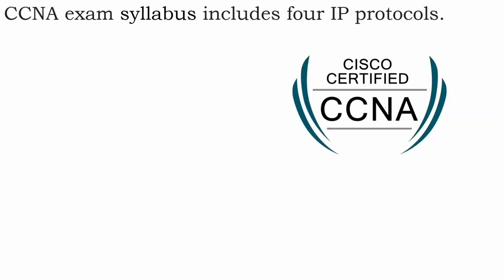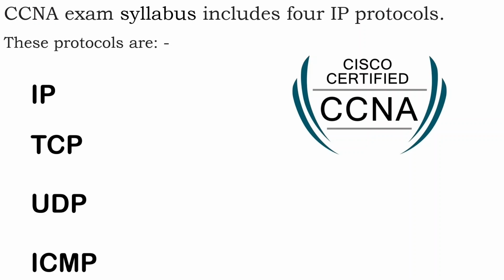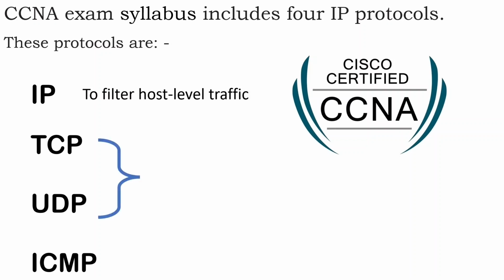As I mentioned earlier, for the CCNA exam, you should know how to filter traffic of 4 protocols. These protocols are IP, TCP, UDP, and ICMP. We have already discussed IP, TCP and UDP. We use the IP protocol to filter host-level traffic. We use TCP and UDP protocols to filter application-level traffic. Now let's understand the ICMP protocol.